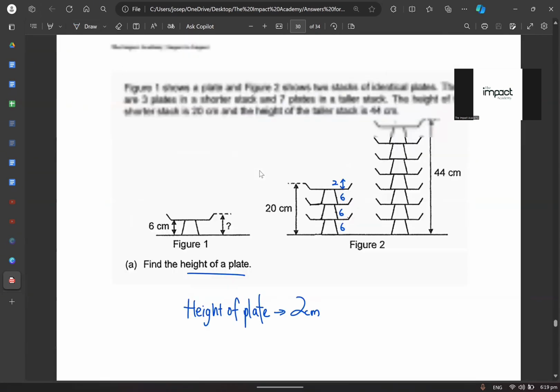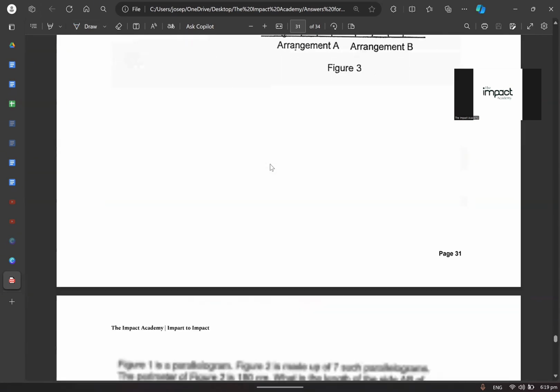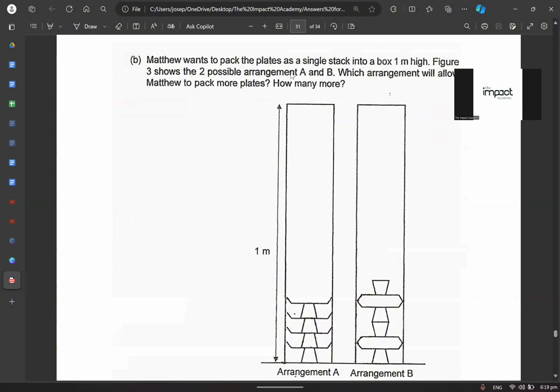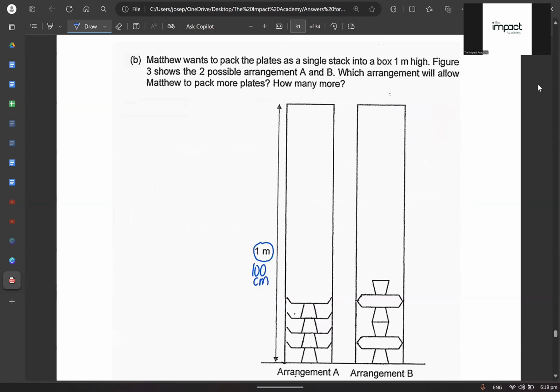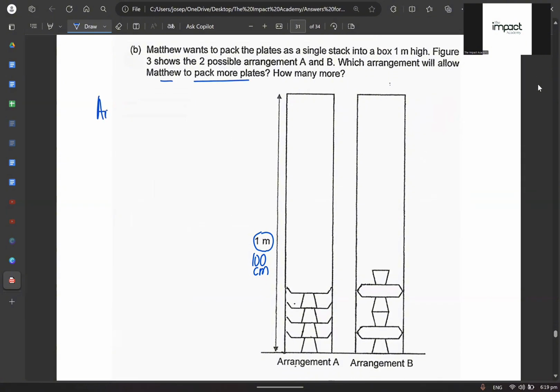Once I'm done with that, I'm going to move on to the next one. They say Matthew wants to pack the plates as a single stack into a box 1 meter high. 1 meter is 100 cm, right? So then they ask, which of the two possible arrangements, A or B, will allow Matthew to pack more plates? Let's find arrangement A first.